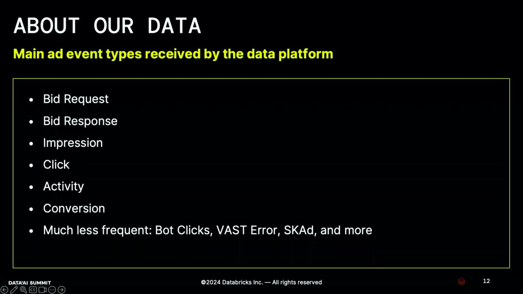Impressions and clicks are self-explanatory at this point, but activity events are generated when a user interacts with the video, such as by pausing, resuming, or skipping back. Conversion events arrive much later and are generated when the ad converts the user, such as by buying something after viewing the ad. And finally, there are several other much less frequent ad event types we don't need to go into.